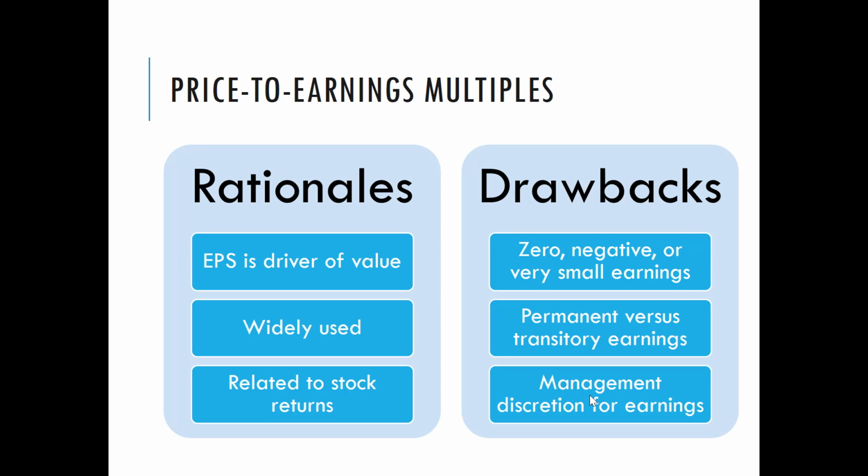Whenever you have zero, negative, or very small earnings, it's going to screw things up. When we're looking at companies with zero earnings, you can't get a price to earnings multiple. If you have negative earnings, your multiple is going to be negative, and once you have a negative multiple, you can't use it. So if all your comparable firms have negative earnings, then you can't use a price to earnings multiple. Even when you have very small earnings, it's still going to present problems, because even though it looks like a positive number, it means nothing.